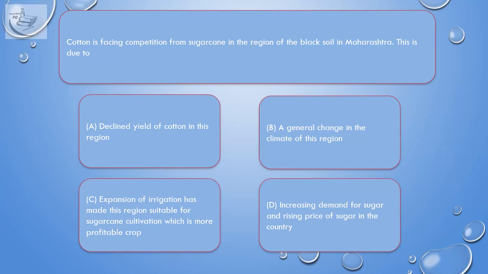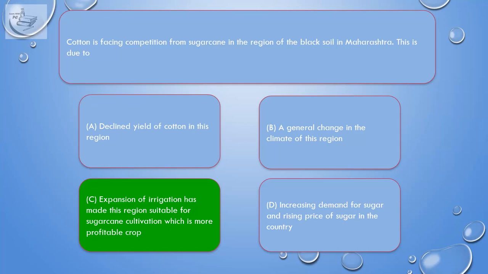Question: cotton is facing competition from sugarcane in the region of the black soil in Maharashtra. This is due to A. declined yield of cotton in this region. B. A general change in the climate of this region. C. Expansion of irrigation has made this region suitable for sugarcane cultivation, which is more profitable crop. D. Increasing demand for sugar and rising price of sugar in the country. Correct answer is C. Expansion of irrigation has made this region suitable for sugarcane cultivation, which is more profitable crop.